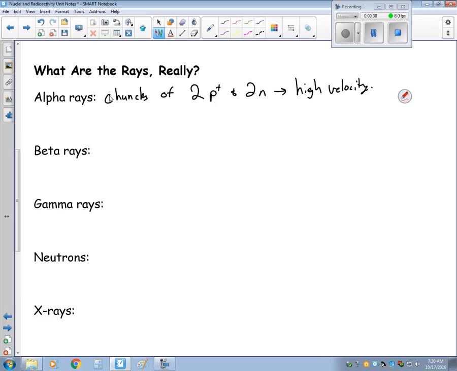Beta rays. We can think of these as energetic electrons. So they have about the same energy as a slow alpha ray.